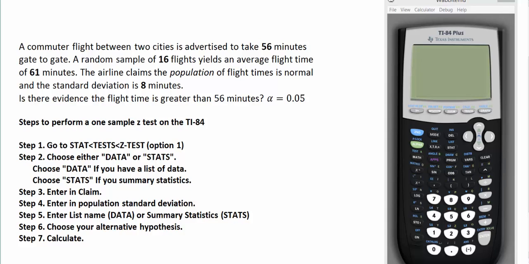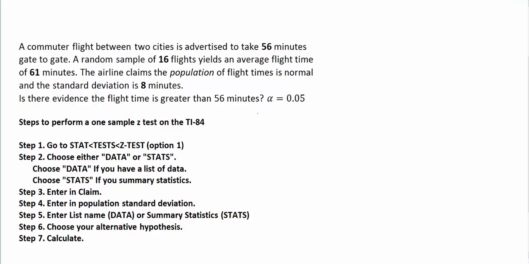So let's start by writing out all the information that we have in our problem. Summarize it so it's easy to enter in the calculator. The first thing is we notice that our null and alternative hypotheses will be H naught: mu is equal to 56, and our alternative: mu is greater than 56, where mu naught is equal to 56 minutes.